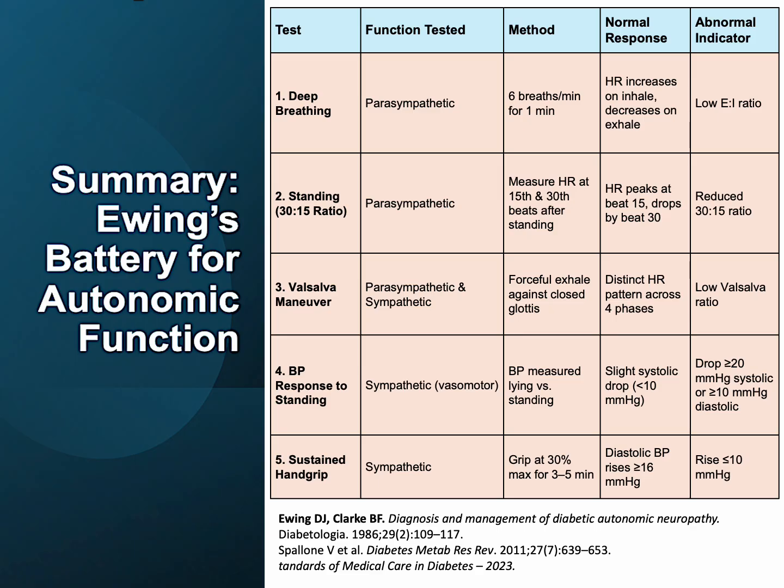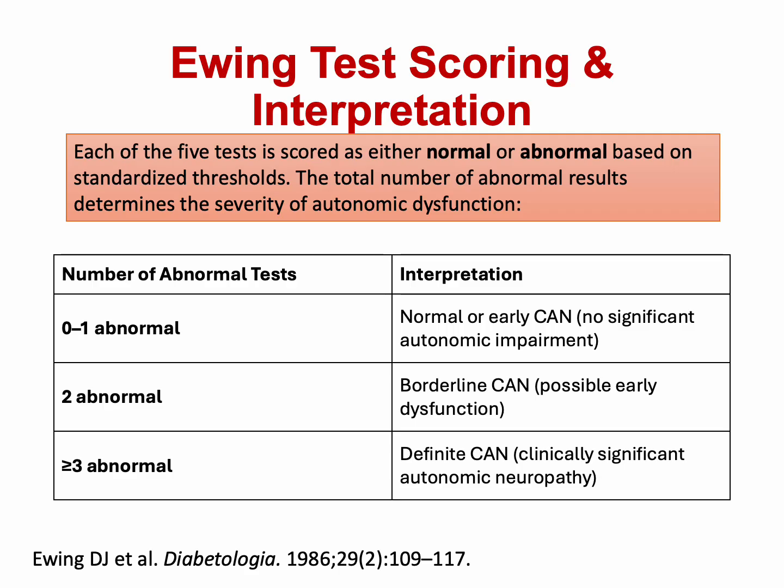Now, here's a summary of the 5 Ewing tests used to assess autonomic function, outlining which branch they evaluate, either sympathetic, parasympathetic, or even both, along with their clear procedures and the expected normal versus abnormal response in a table form. Now, clinically, Ewing test scores ranging from 0 to over 3 help detect early autonomic dysfunction, guide management decisions, and monitor disease progression, especially in patients who show no clear symptoms.